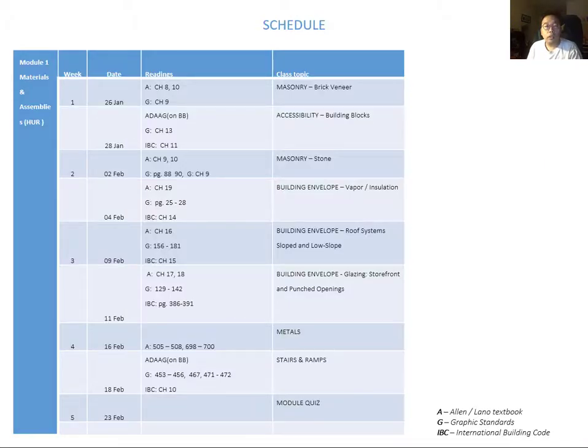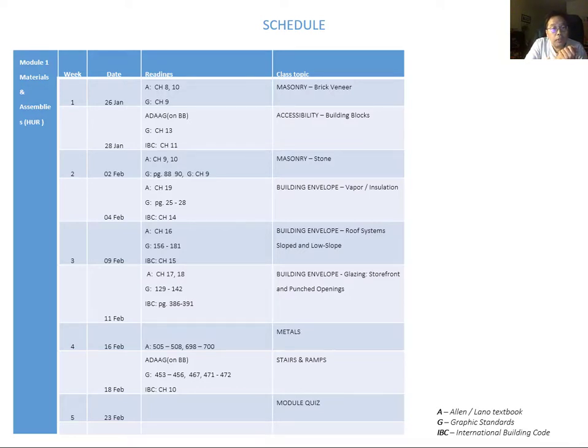So let's talk about the schedule. In week one, we discuss masonry and accessibility. In week two, we talk about another masonry, but this time more about stone material, and we start to discuss the building envelope: what a vapor barrier is, how to understand insulation, and how to adapt these layers to your building envelope.